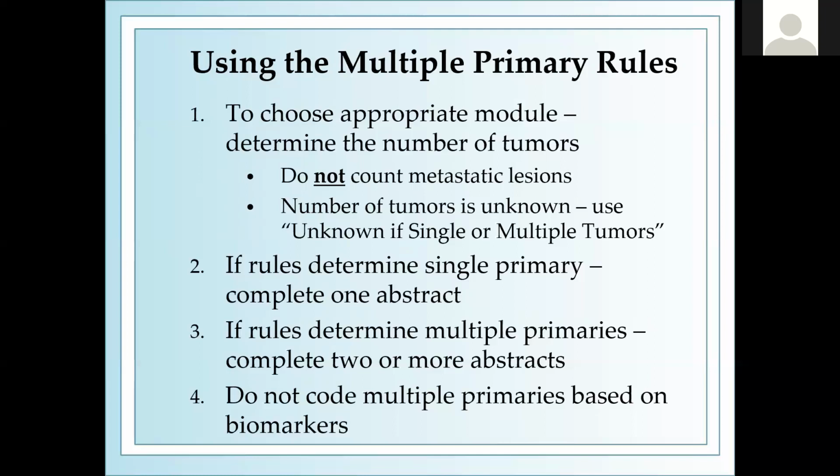There are times that biomarkers may identify the histology type of a patient's tumor. However, do not code multiple primaries based on biomarkers. At this time, it has not been determined whether biomarkers can be used to identify multiple primaries. So biomarkers can be used to determine the histology and help us code the correct histology, but cannot be used at this time to determine if the patient has multiple primaries or not.